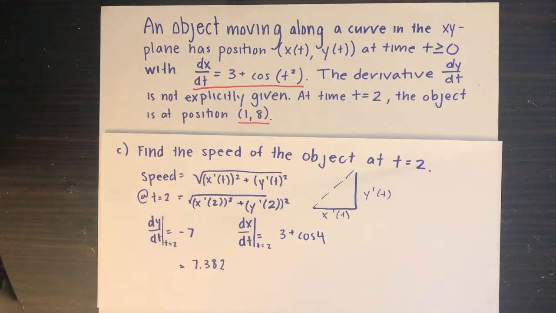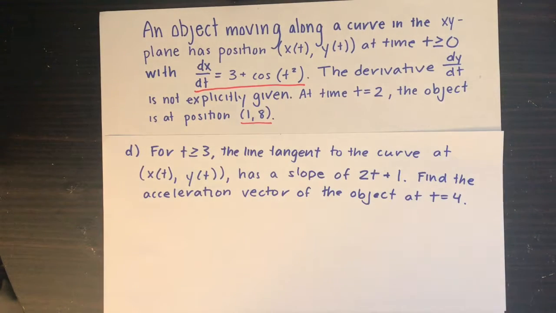So now it's just a matter of plugging those values into our equation for speed and evaluating using your calculator to find that the speed of the object at time t equals 2 equals 7.382. And this problem only awards 1 point for the answer.